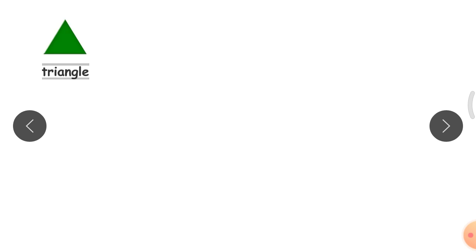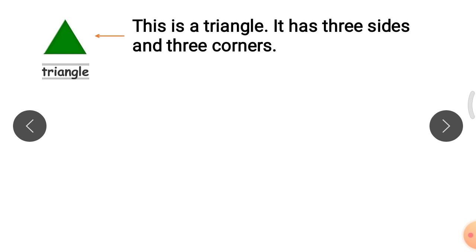Good. Now come to the next shape, that is triangle. Now what is this triangle? This is a triangle. It has three sides and three corners. See the three sides, three corners, one, two and three. Three corners and three sides. But in further classes, children, you will study that it is not compulsory that all its sides should be equal, right? It may be different, but it has to be three corners and three sides.